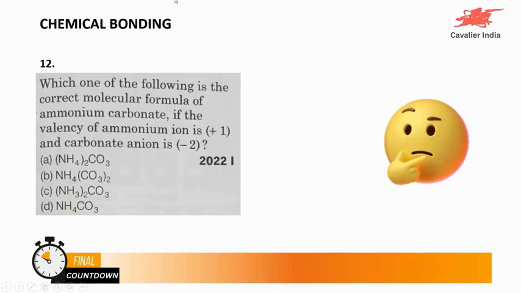Next, which one of the following is the correct molecular formula of ammonium carbonate? Here the valency is given, so it is easy for you all to write the formula. Just crisscross the valency and write the formula. Valency of ammonium ion is +1 and carbonate anion is -2. Ammonium ion is NH4 plus, right? +1, and carbonate, that is CO3, 2 minus. So what will be the answer?